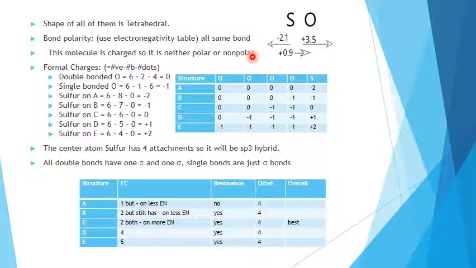Okay, now when you take a glance at this molecule here, it looks like it's going to be nonpolar because the sulfur just has oxygens attached to it. But the key thing here is that the molecule is charged. It's SO4 2 minus. That means the whole molecule has a charge of 2 extra electrons. And what that does is, a polar molecule has both plus and minus. A charged molecule just has a charge. So this molecule is neither polar nor nonpolar.